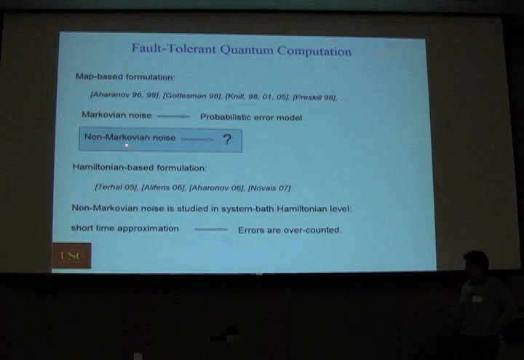To answer this problem of the non-Markovian regime, mostly in the last two years, a series of publications introduced the notion of a Hamiltonian-based formulation. The heart of these works was that we take the short-time approximation of the unitary evolution of the system-bath dynamics. But there are some problems, and one of them, I think, is that the errors are overcounted. We kill some coherence that already exists in the dynamics. But anyway, we have some solution in the Hamiltonian-based formulation. What I'm going to talk about is a formulation for non-Markovian noise in the map-based version of fault-tolerant quantum computation.